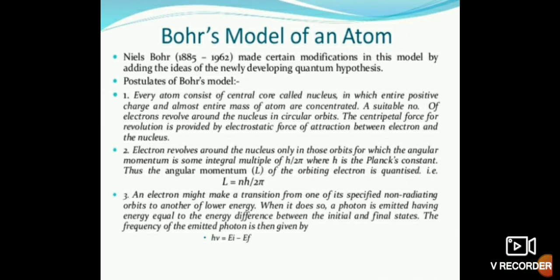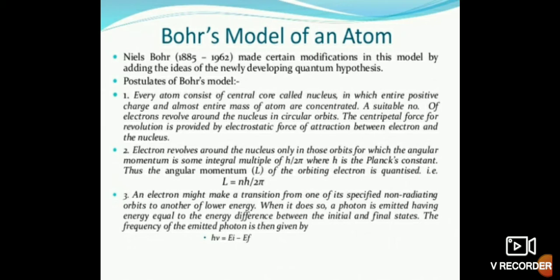Electron revolves around the nucleus only in those orbits for which the angular momentum is some integral multiple of h upon 2 pi, where h is the Planck constant. Thus the angular momentum L of the orbiting electron is quantized, that is L equal to nh upon 2 pi.